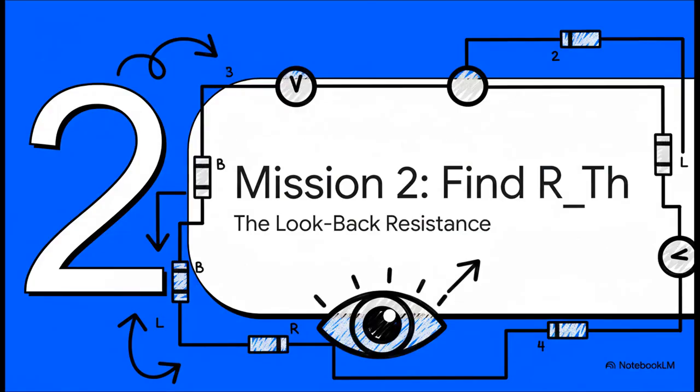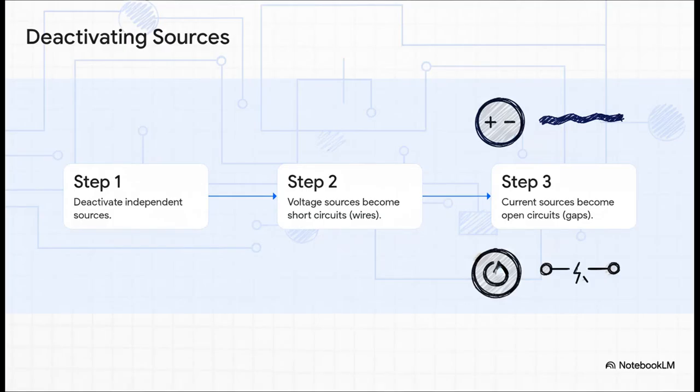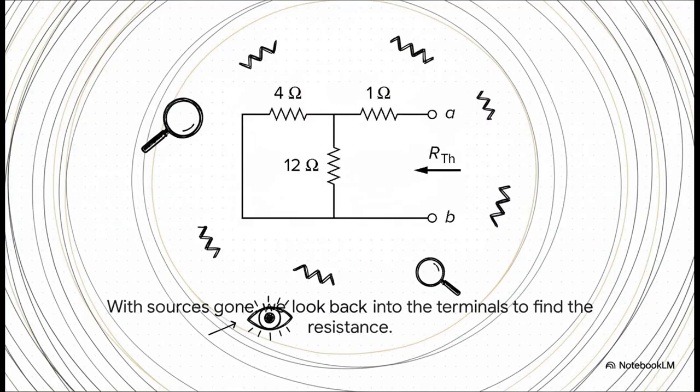Nice. All right, we've got our Thevenin voltage locked in. So it's time for mission 2, finding the Thevenin resistance, or RTh. Now, this is sometimes called the look-back resistance, and you're about to see exactly why. To find RTh, we have to do something kind of interesting. We need to turn off or deactivate all the independent power sources in the circuit. Any voltage sources, we replace with just a plain wire. That's a short circuit. And any current sources, we just remove, leaving a gap. That's an open circuit.